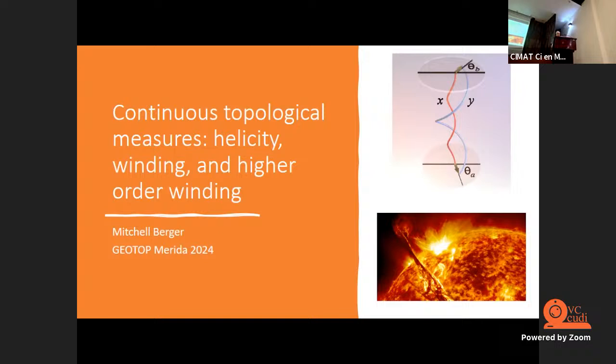So I'll give a little bit of introduction just to set the scene and then get into a topic which I've been working on recently, which is putting winding numbers in an arbitrary, say simply connected, domain, where the curves have endpoints.